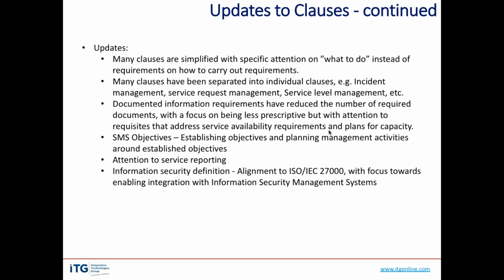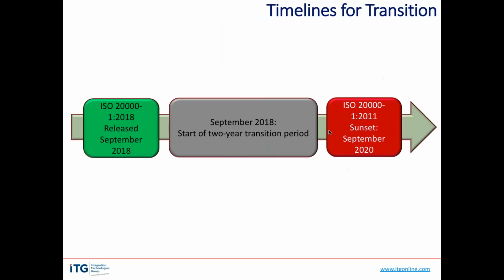So the timelines, everybody's probably more interested in this than anything else. This past September was the release of the new standard. And that begins the clock for the start of the transition period. So much like the transition for 9001 2015, we have a 2-year sunset period. And right now, ISO is planning for end of September 2020 to sunset the 2011 standard.